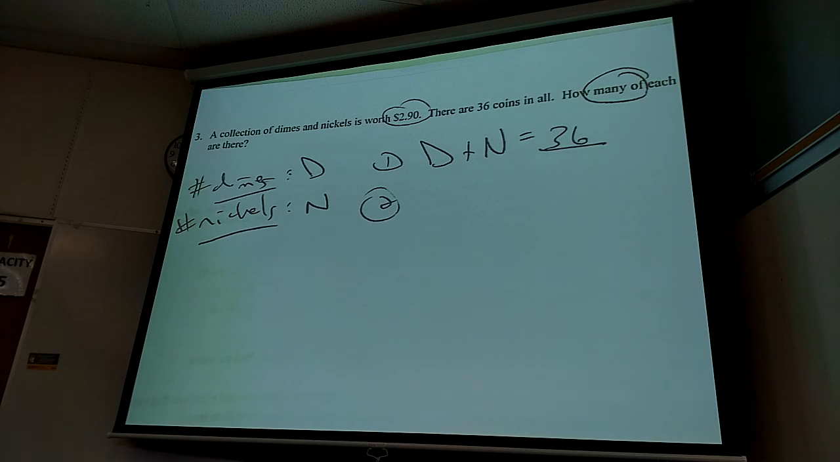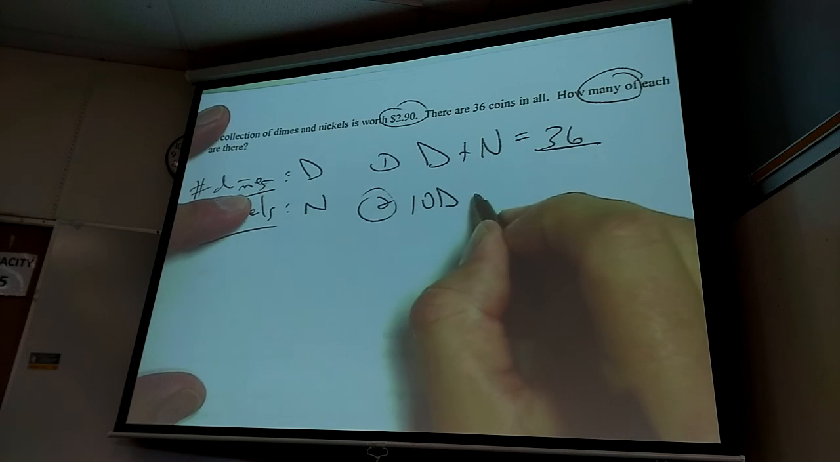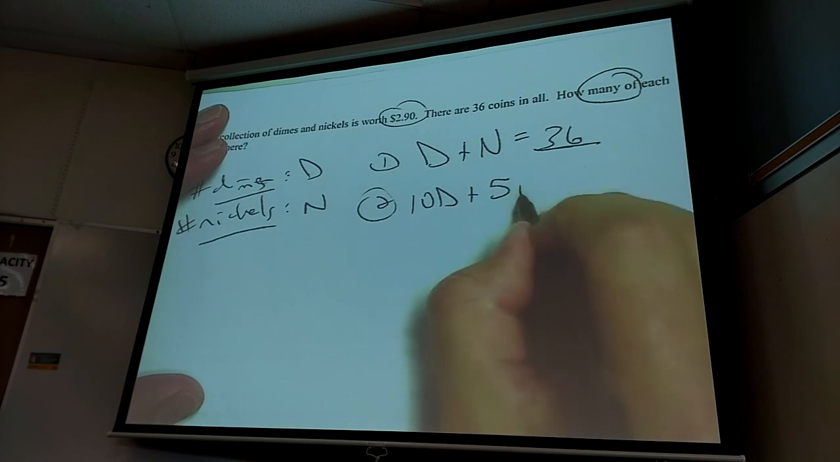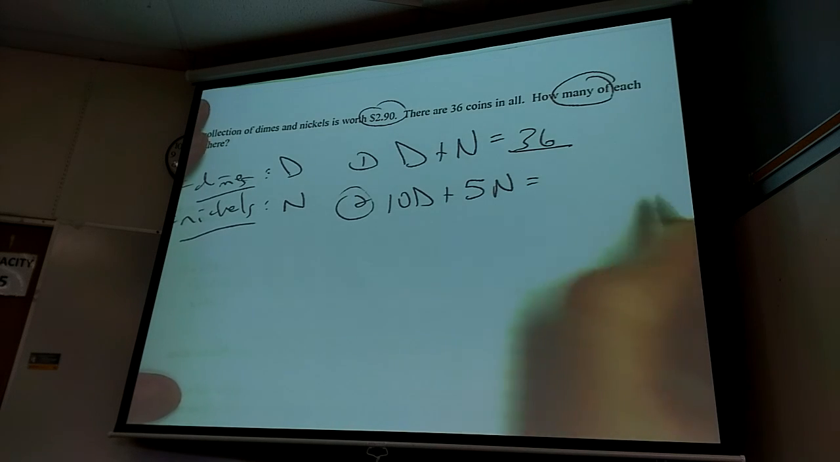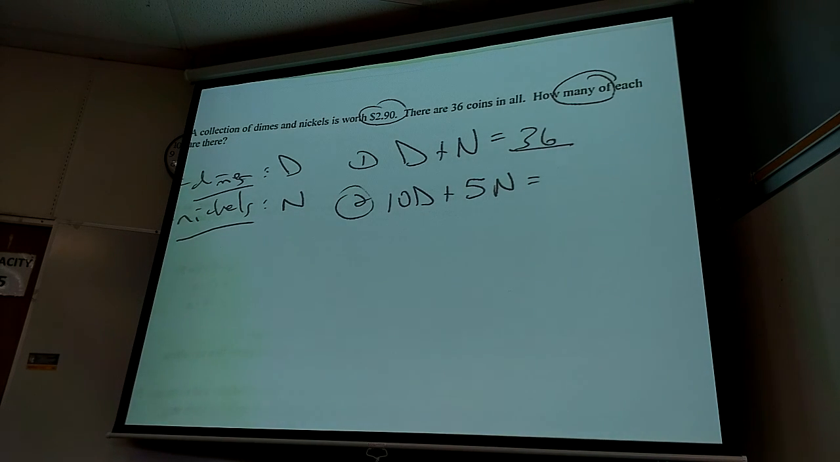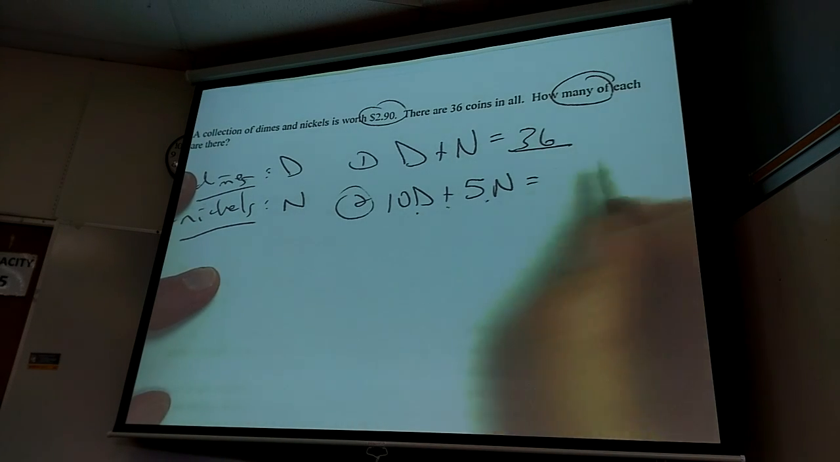So if I do write this, 10 times the number of dimes, plus 5 times the number of nickels, what must I put on this side? So you guys see this. 290. Cents plus cents equals cents.